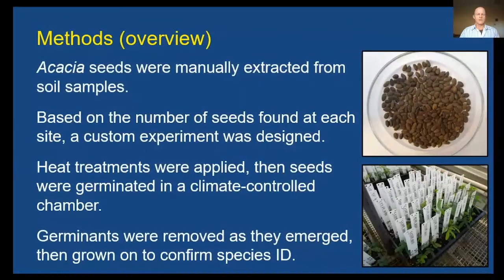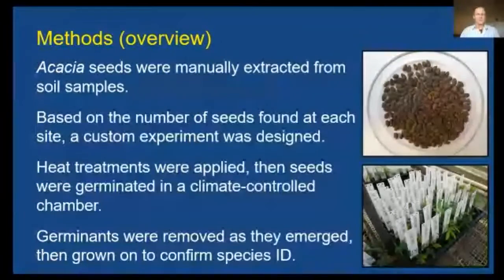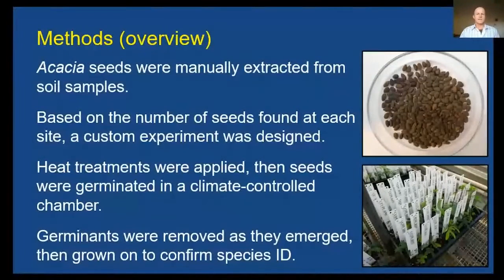Quick overview of methods. Acacia seeds were taken out of soil samples. And based on the number of seeds that were found at each site, a custom experiment was designed. Heat treatments were applied, then seeds were germinated in a standard growth chamber. And germinates were removed one by one as they emerged and grown on to confirm species ID.